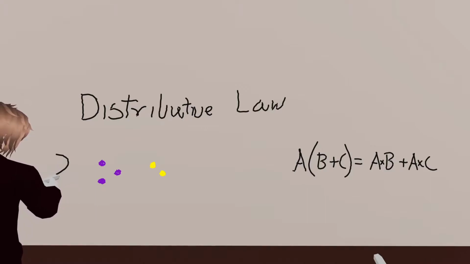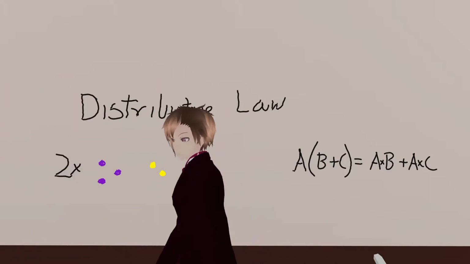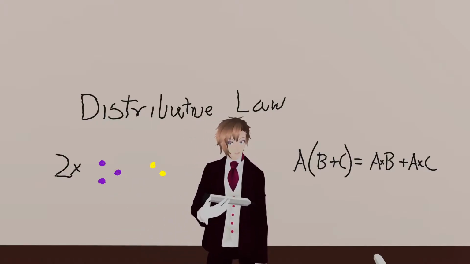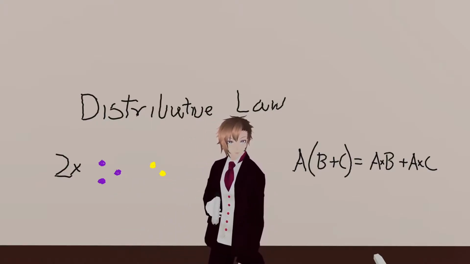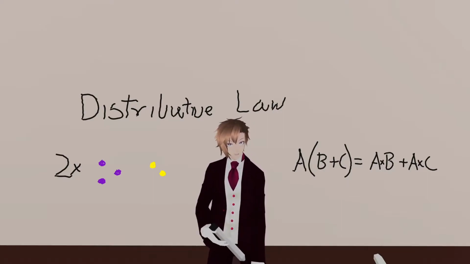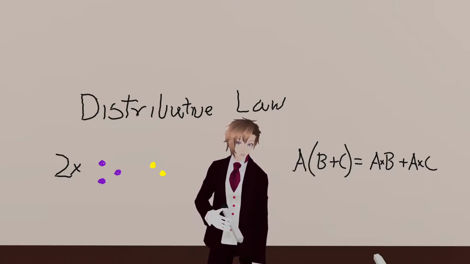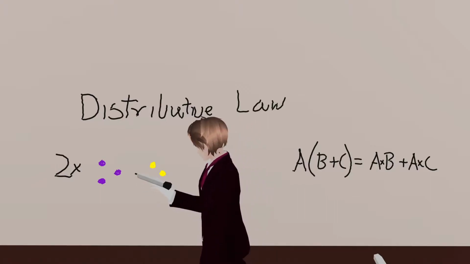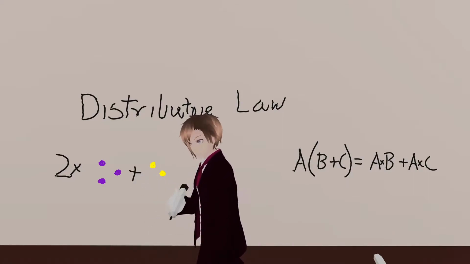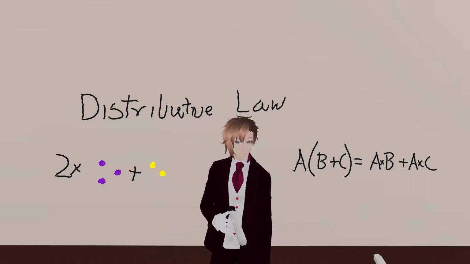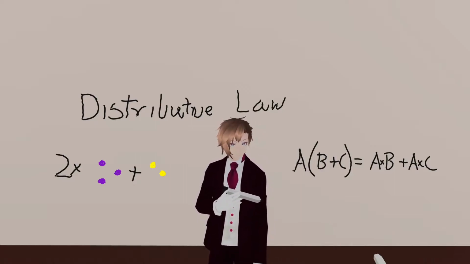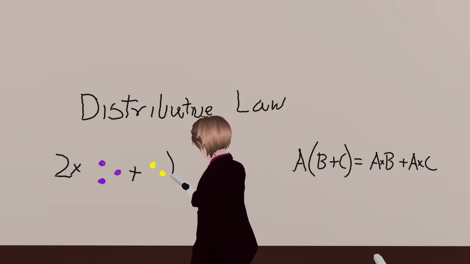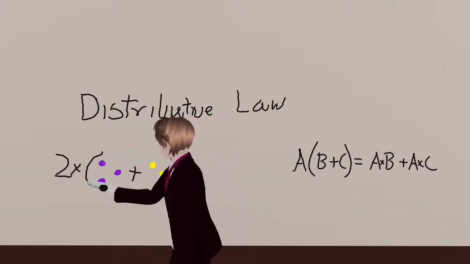So we have 2 times the purple dots. But I'm also going to give you 2 yellow dots and me 2 yellow dots. If you remember to my last video, we used the word and as plus. So we're going to put a plus here. So you're going to get 3 purple dots and 2 yellow dots, and I'm going to get 3 purple dots and 2 yellow dots. We call this the distributive law.